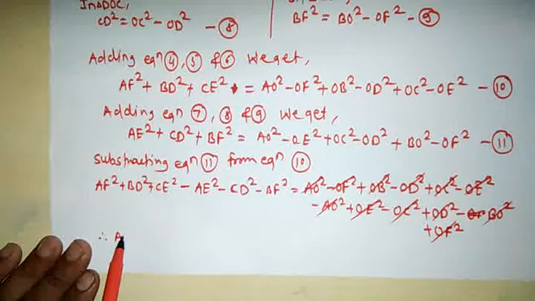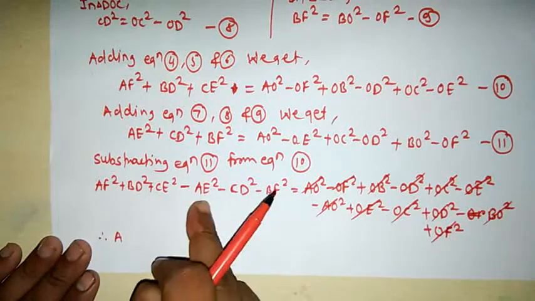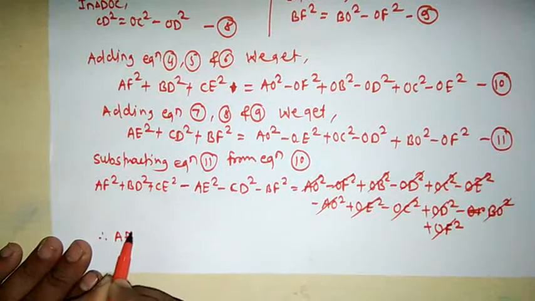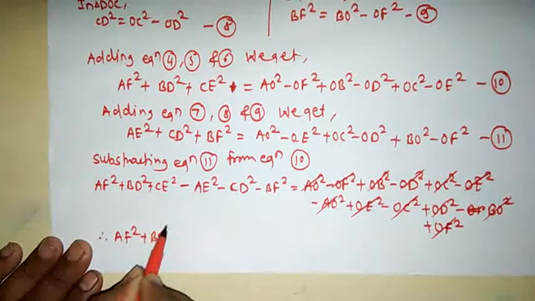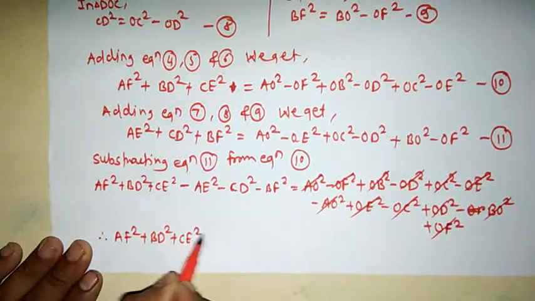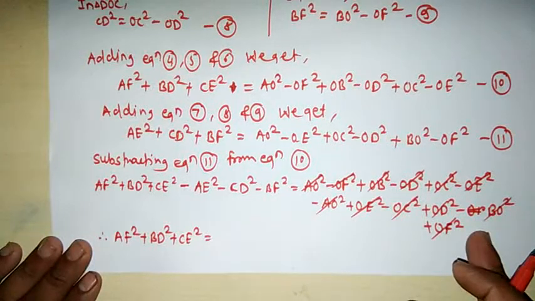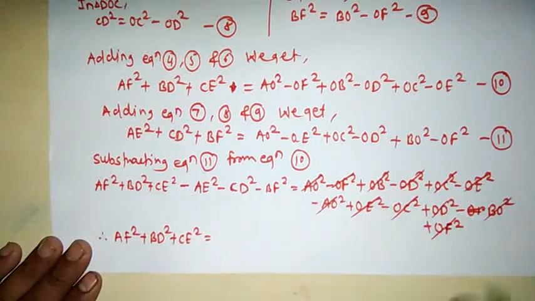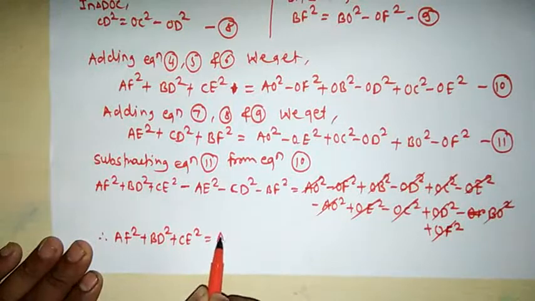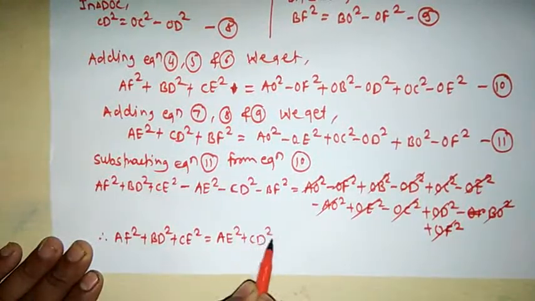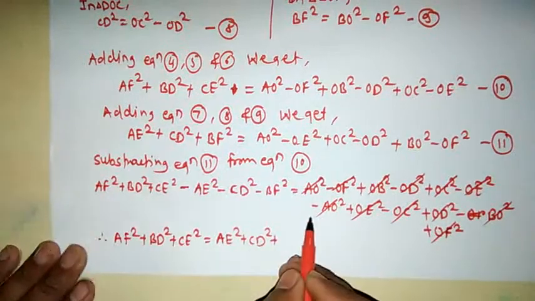Therefore, now we send these negative terms towards the right hand side, and they will become positive. So AF square plus BD square plus CE square, since at the right hand side there is a 0, these terms will become positive: AE square, here minus is there, therefore it becomes plus AE square plus CD square plus BF square.